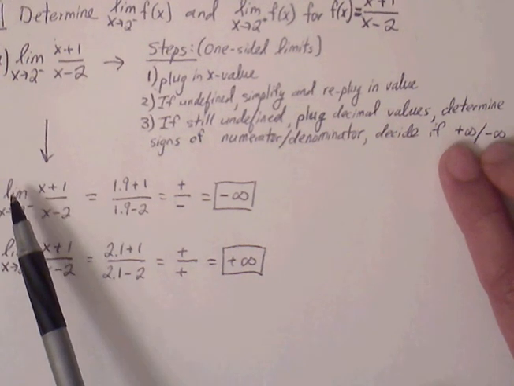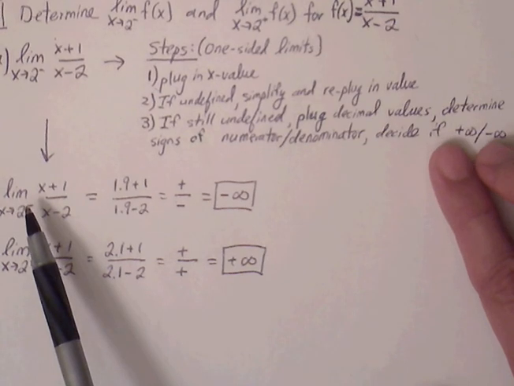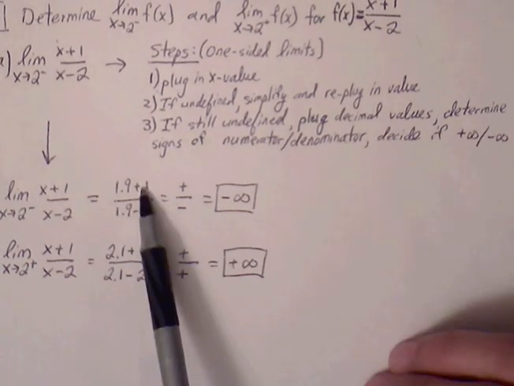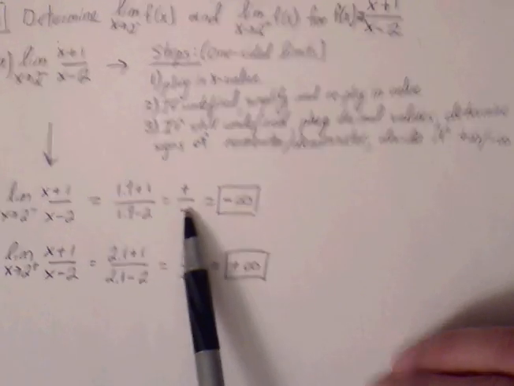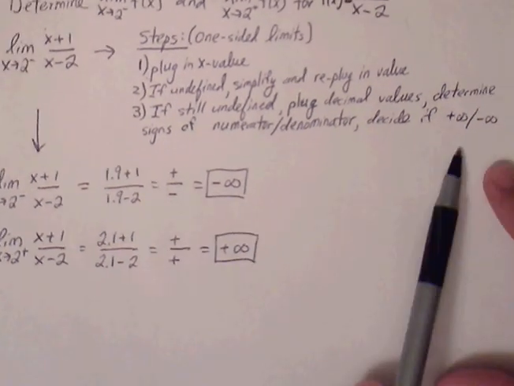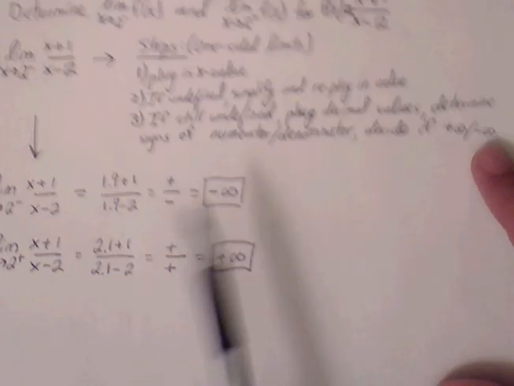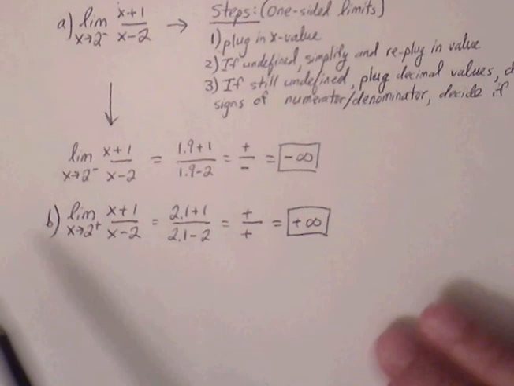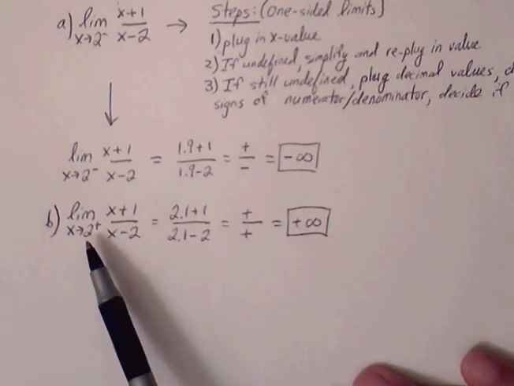So the graph is either going to approach positive or negative infinity from the left side of 2. All we need to do is determine the signs, because that's all we're trying to decide between. The numerator gives us positive, the denominator gives us negative. Positive over negative is negative, so between these two choices, the graph must approach negative infinity.